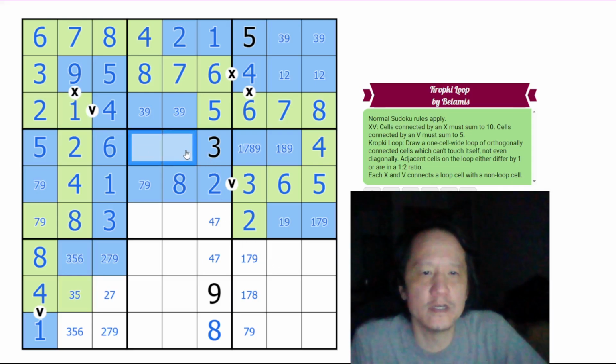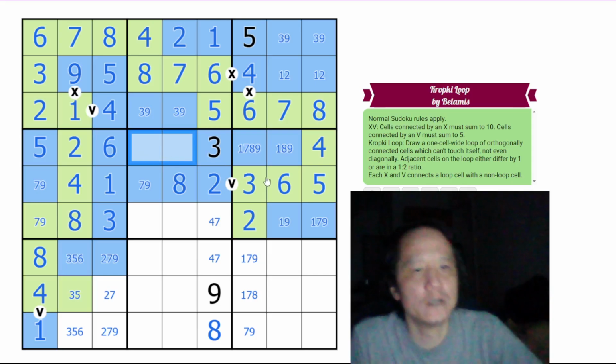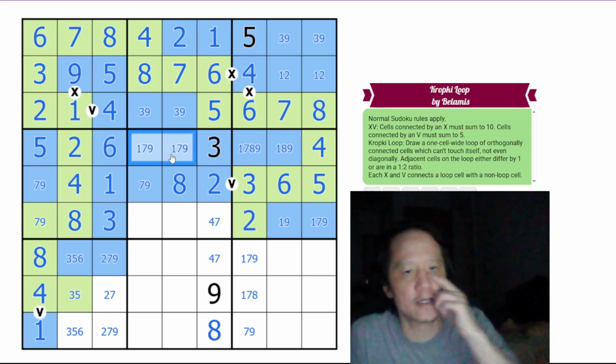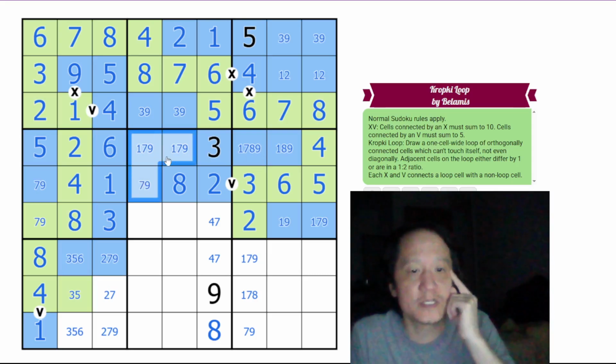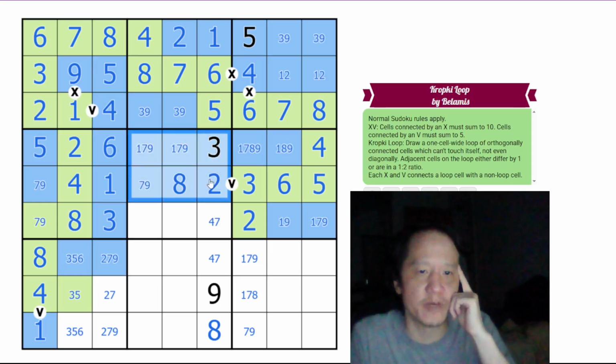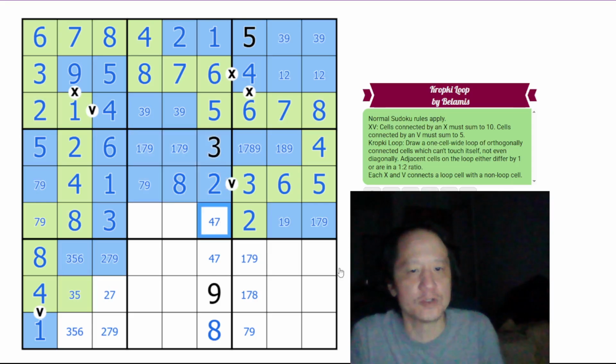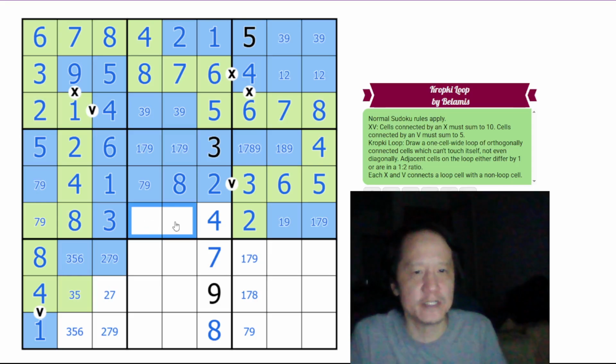Remaining digits in row 4 are 1, 7, 9 because 8 cannot be here. We have a 1, 7, 9 triplet, which eliminates 1, 7, 9 in the rest of box 5. So this can't be 7. This is 4, that's 7. Remaining digits then must be 5 and 6.